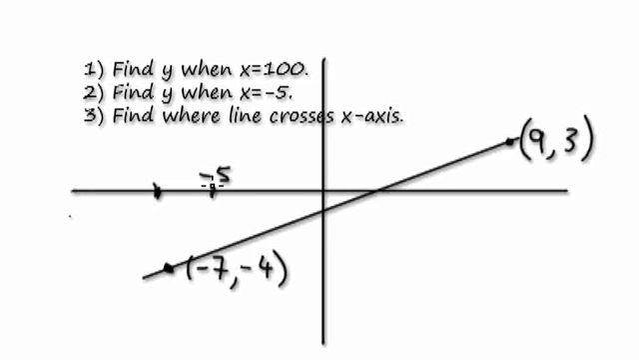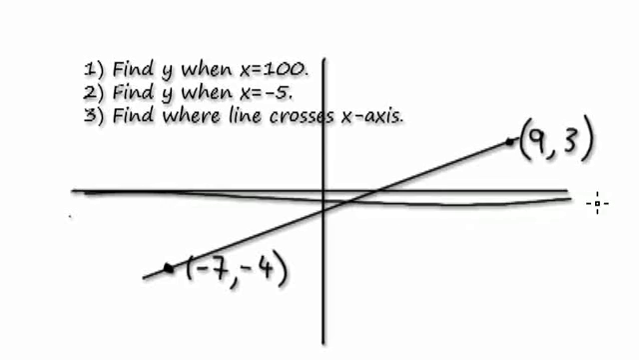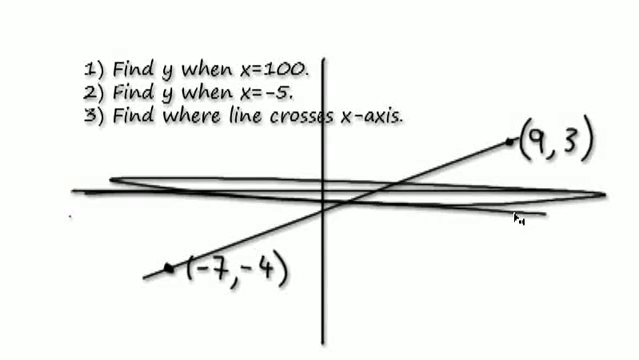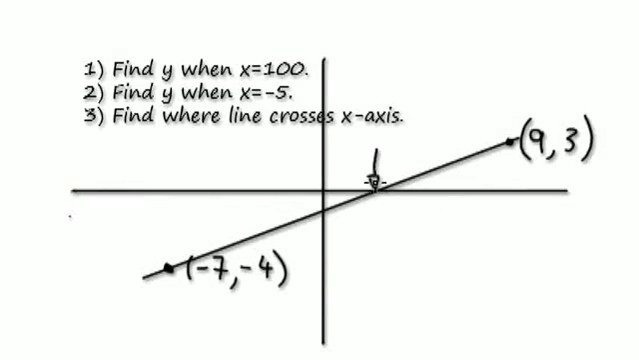So suppose x equals -5. What will y be here? What will this point be? What will y be here? Okay, and then also find out where it crosses the x-axis. So the x-axis is this line here. Okay, where it crosses it? Well, it crosses here. And I could ask you to find out where it crosses the y-axis.